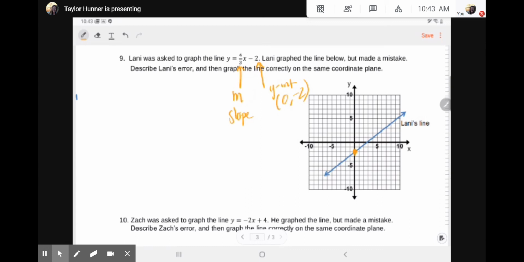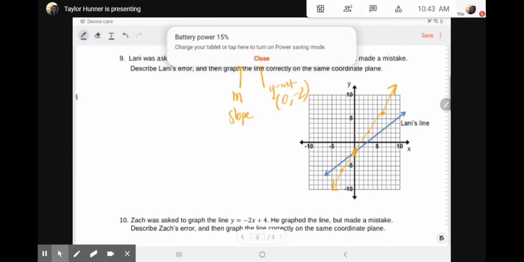My slope is 4/3, so it's positive, and it's going to go in the same direction as Lonnie's line. So I'm going to go up by 4, 1, 2, 3, 4, and then over by 3. Up by 4, over by 3. And this is not looking like Lonnie's line. I could also go down by 4 from the y-intercept. So 1, 2, 3, 4, and then over by 3. And my new line, or I should say the correct line, would look like that.